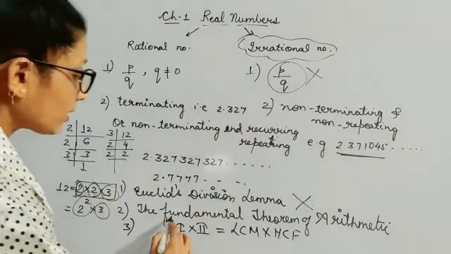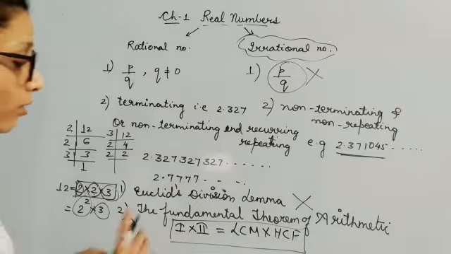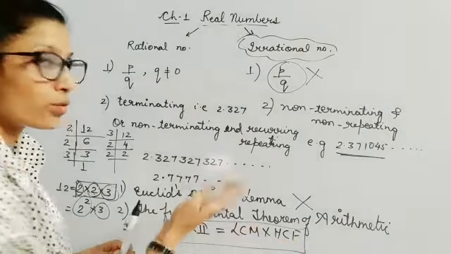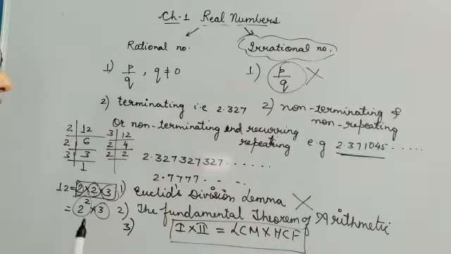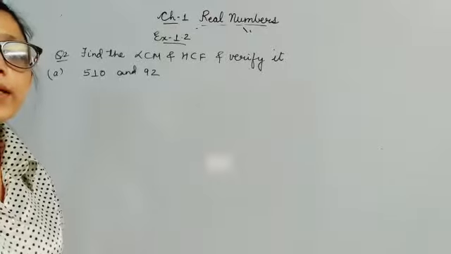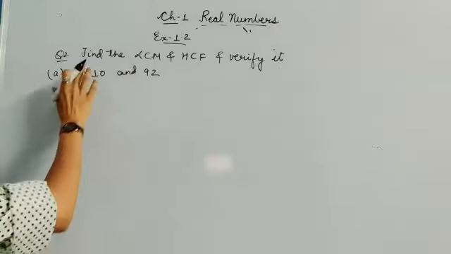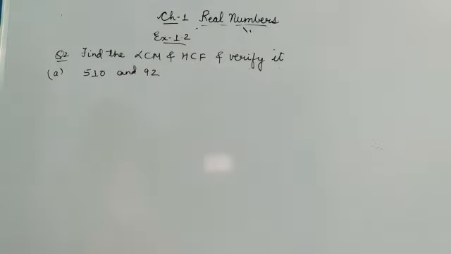So this is an important formula which we are going to apply in the questions, where out of these four, three are given to us and we need to calculate the fourth one. Let's now see the questions of exercise 1.2. Here it is given, find the LCM and HCF and verify it.